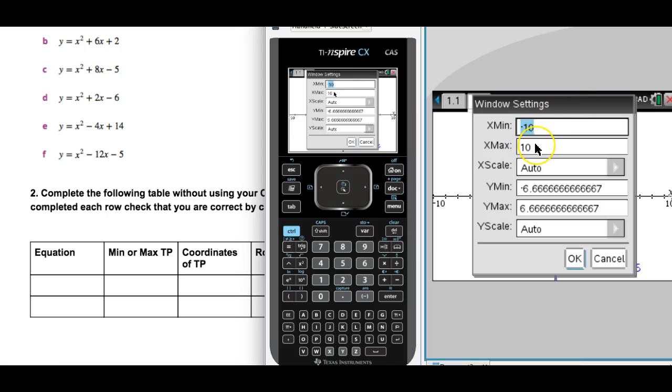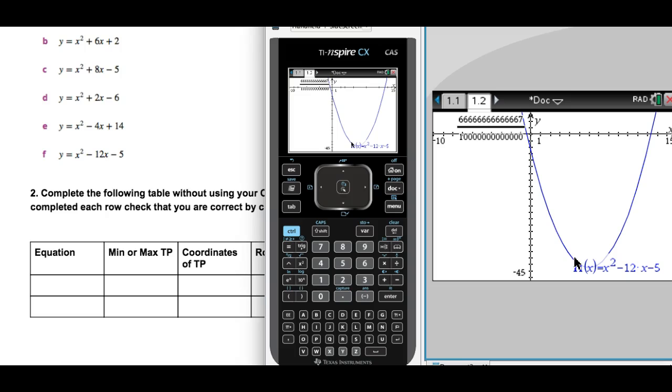Now we worked out before that your turning point was at 6, -41. So that means my y minimum has to be, let's do -45. And let's just make this one a little bit bigger too. So I might make that 15. We should be able to see everything now. Okay, so you can see your turning point, your x-intercepts, and your y-intercept there. So you can clearly see it.